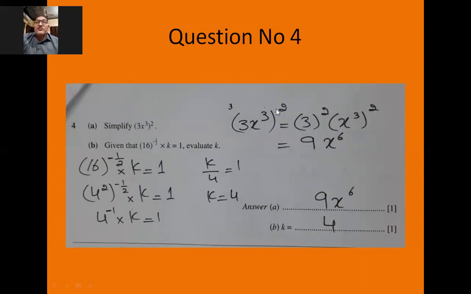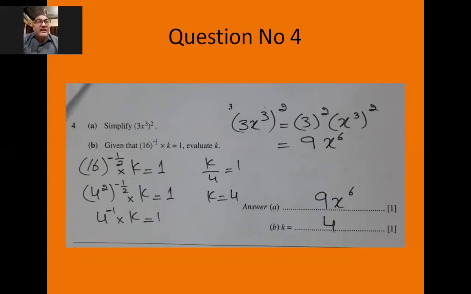So you see this square is for both of them. So it will be for 3 and it will be also for x cube. So 3 square will be 9 and the power of the power multiplies with each other. So this will become x raised to power 6. Then we have the next question, and that's question number 4, and it's B part.